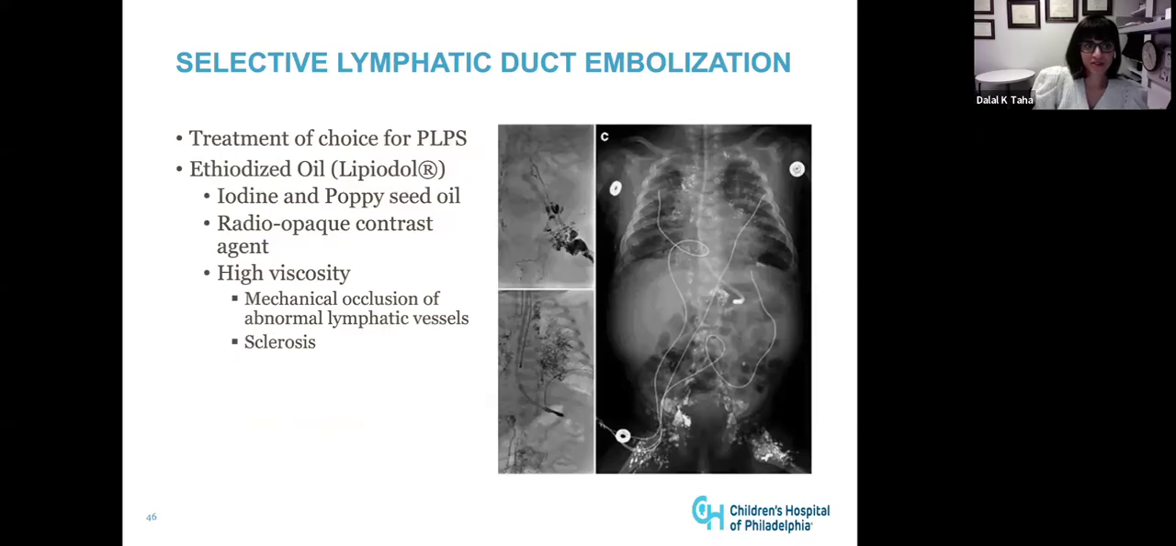A little more straightforward of an approach is the Lipiodol injection. This is usually the treatment of choice for newborns with PLPS and no other abnormalities. Lipiodol is from iodine and poppy seed oil. It was actually used back in the 1940s as just a lymph contrast agent, and then people found incidentally that it would migrate into abnormally conducting channels, and because it's highly viscous, it would cause a mechanical occlusion in those abnormal vessels. And then over time, the vessels would sclerose and collaterals would form. And this is what it would look like on X-ray.